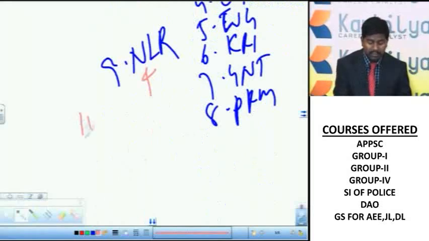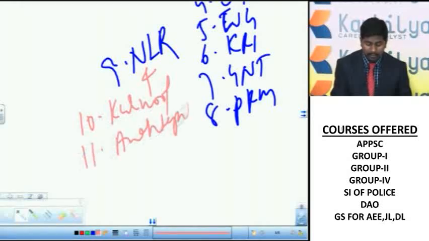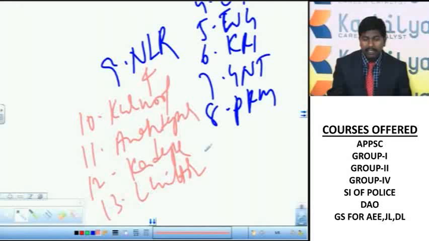So these 4 districts are Kurnool, Anantapur, Kadapa and Chittoor districts. So in that way there are 13 districts in present Andhra Pradesh. Of these, 9 districts are coastal and the remaining 4 are interior districts. So these are the political divisions of Andhra Pradesh.